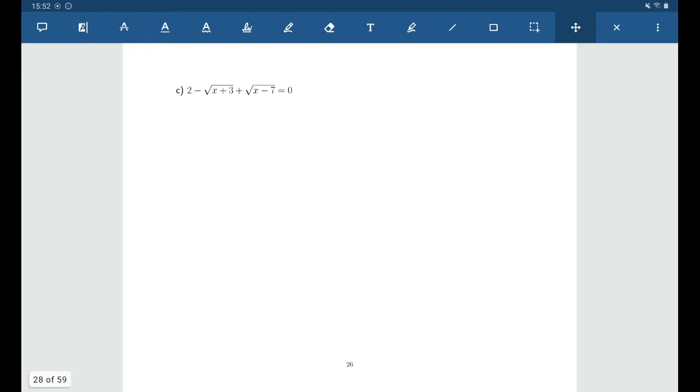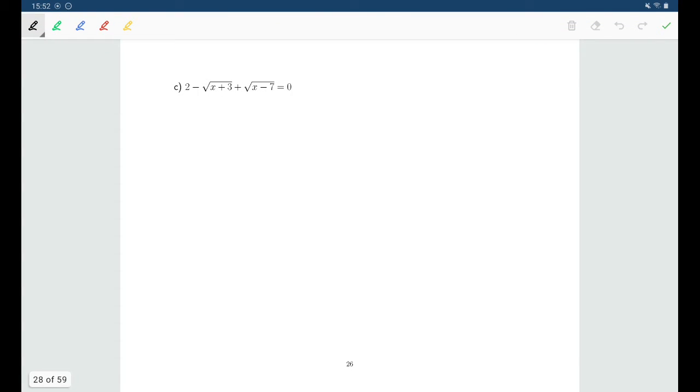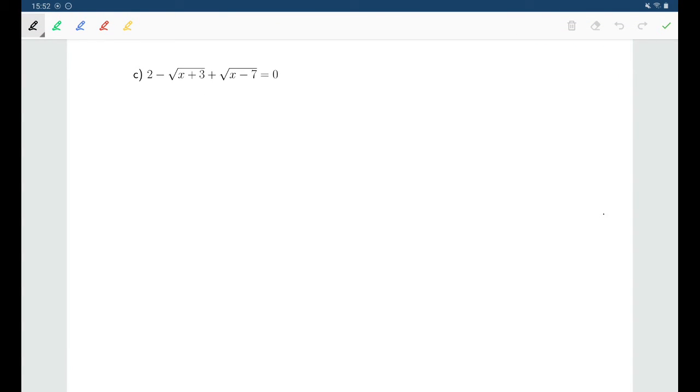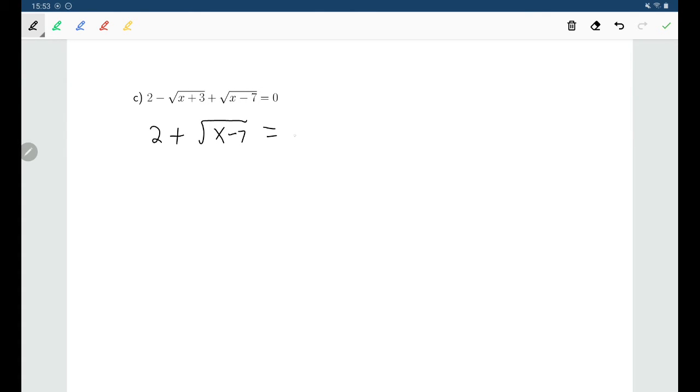All right, let's do one last one here. And this is one where it's a little bit more involved because we've got not just one radical, we've got two of them. So what I'm going to do is isolate one of the radicals. Just to make my life easier, I'm going to take this one, the negative root of x plus 3, and I'll move that to the other side of the equation. So I'll have on the left side 2 plus root of x minus 7. And on the right side, I'll have root of x plus 3.